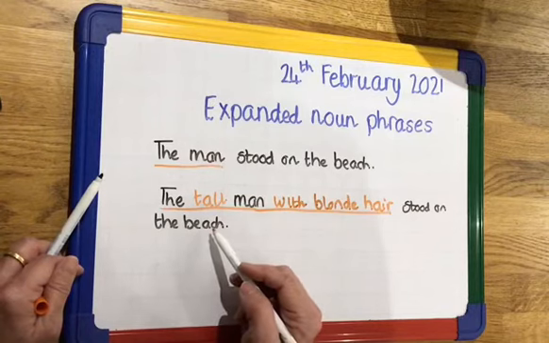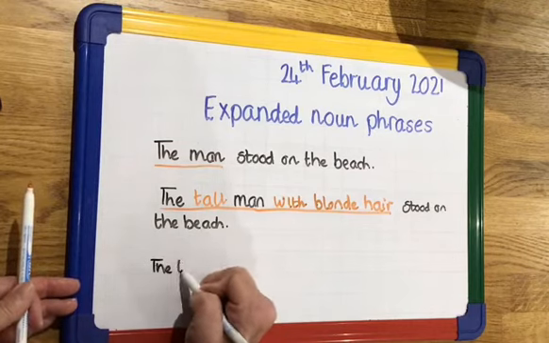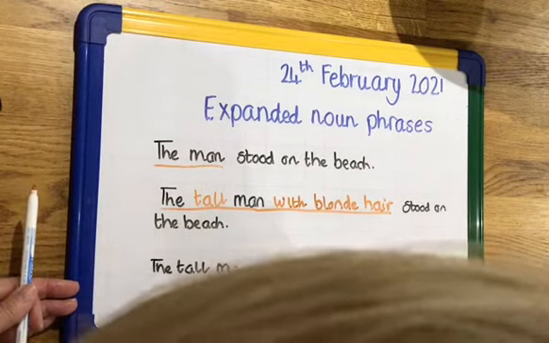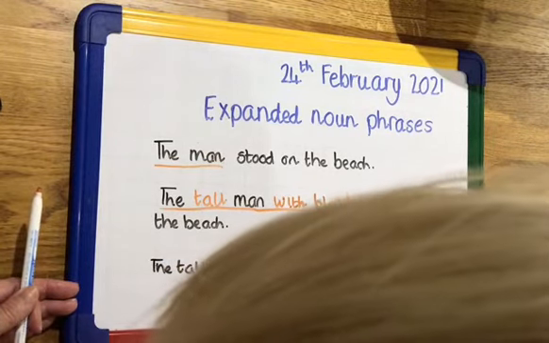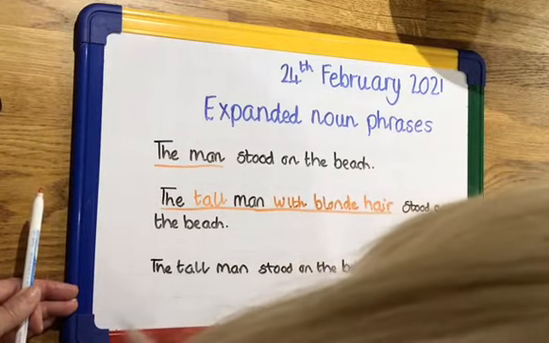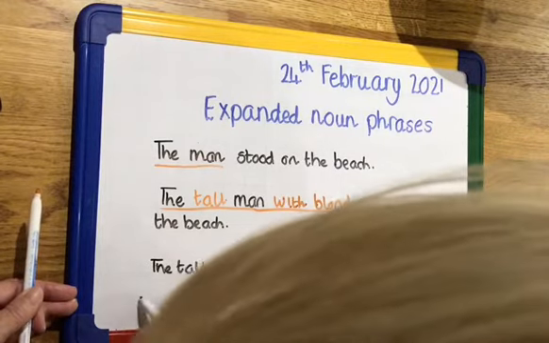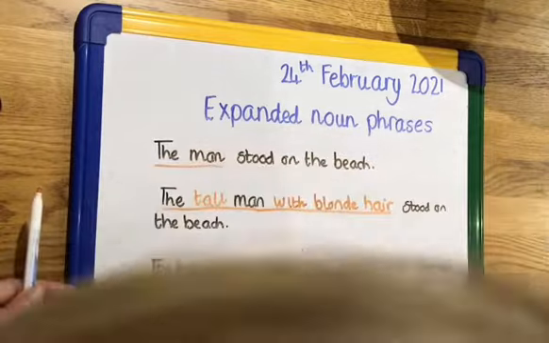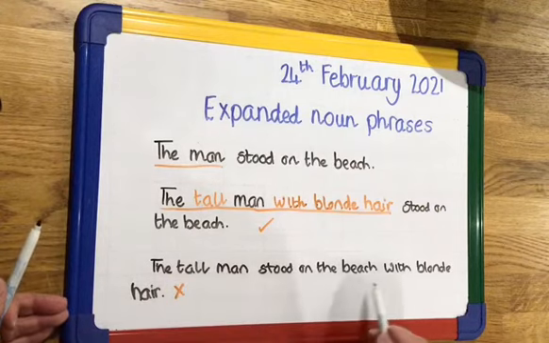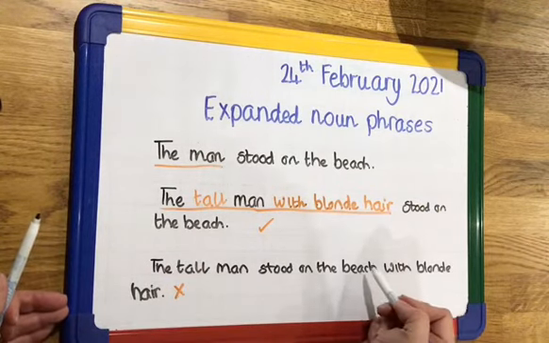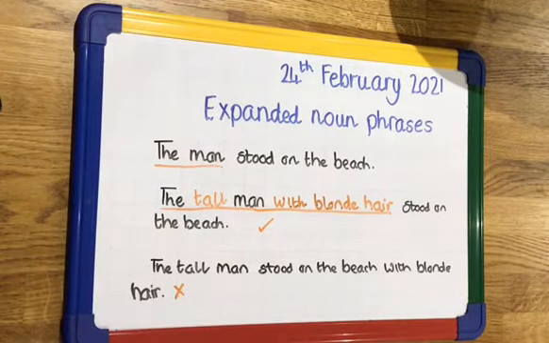I'm not describing the beach here, so I couldn't write the tall man stood on the beach with blonde hair. That would not be correct. This would be correct. That would not be correct because the prepositional phrase with blonde hair is now referring to the beach and not the man. So you need to be really careful where you place the prepositional phrase.